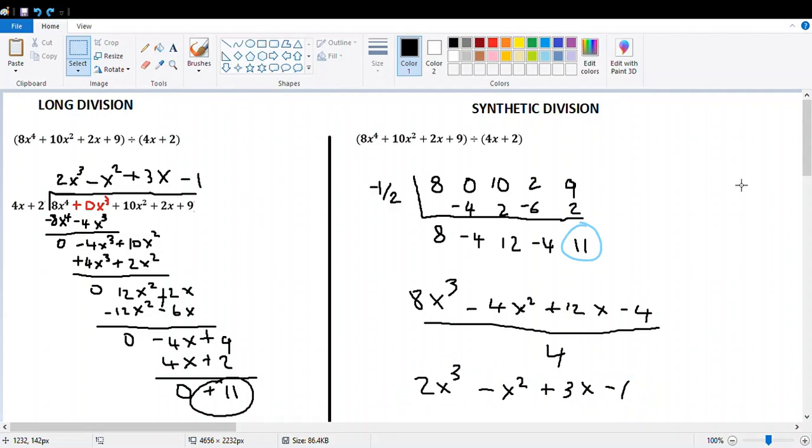Okay, it is always important when you provide the answer, remember that if there is a remainder, you have to name the remainder. In this case, this is the answer, and the remainder is 11.